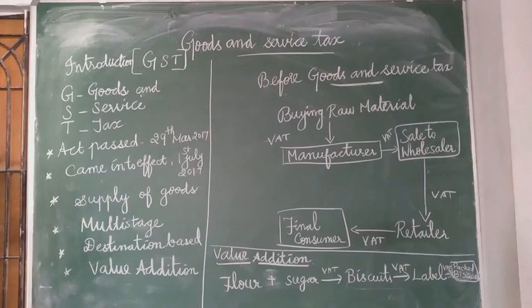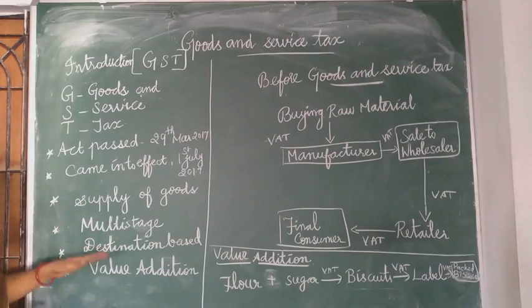Goods and service tax. What is this? It is a consumption based tax and it is levied on sale, manufacture and consumption of goods, and not only goods but also services at a national level. So this tax will be a substitute for all indirect tax. It is levied by the state government and also the central government. State government will levy SGST and central government will levy CGST.